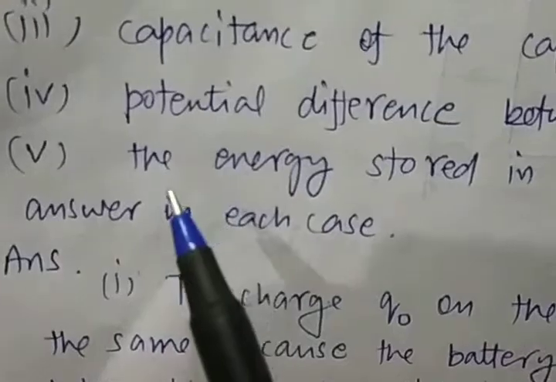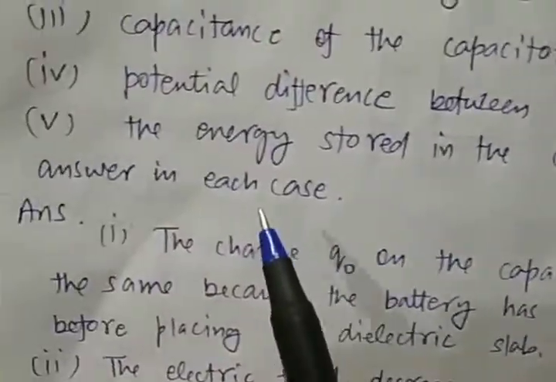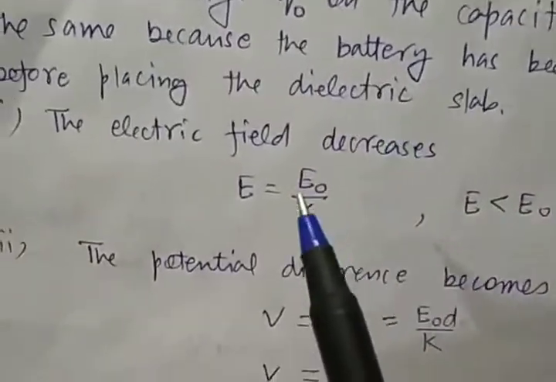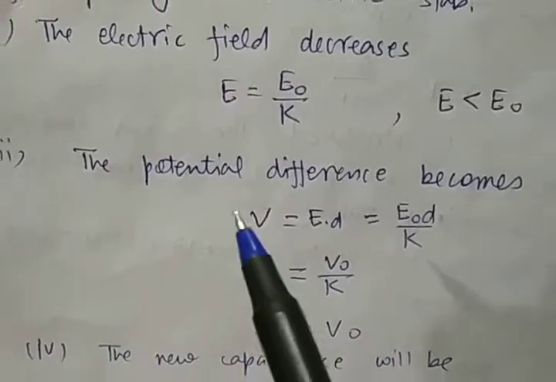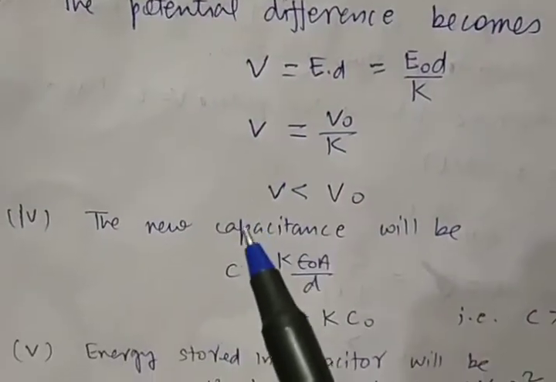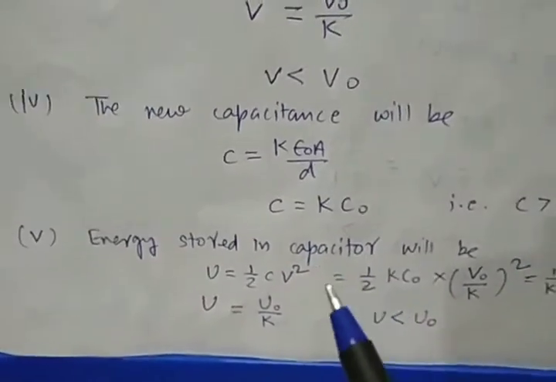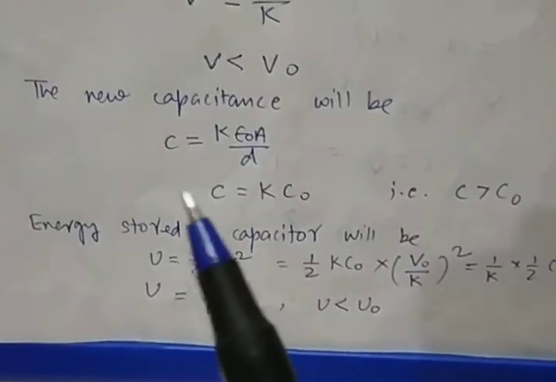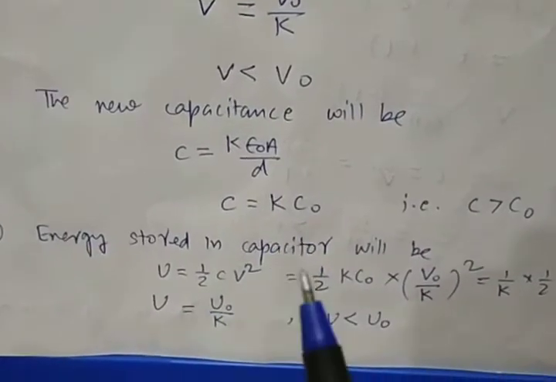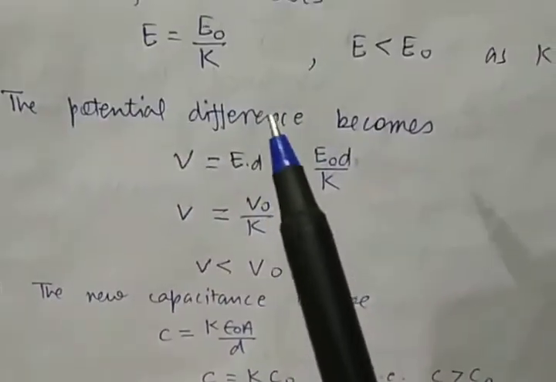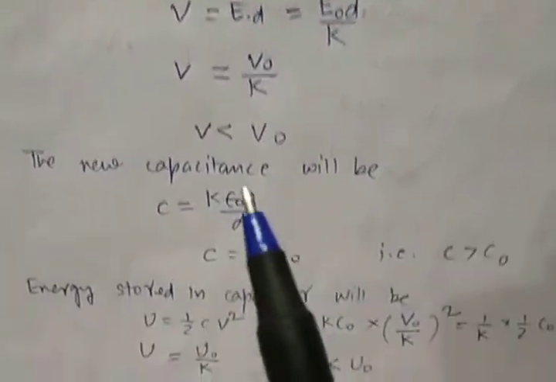And then finally the energy stored in the capacitor. Remember one thing: while answering this question, we have to use the expression for the energy that has the quantity that remains constant, and we have to keep that in mind. That is why we have been able to solve all these parts of the problem.